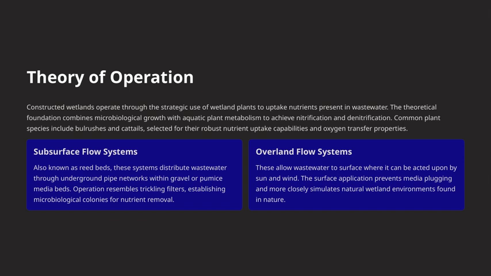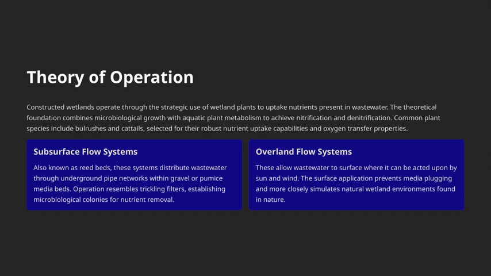Now, there are two main types of constructed wetlands we should understand: subsurface flow systems and overland flow systems. Subsurface flow systems, sometimes called reed beds, distribute wastewater through underground pipe networks within beds filled with gravel or pumice. This setup is similar to trickling filters, encouraging the growth of microbiological colonies that help break down pollutants.